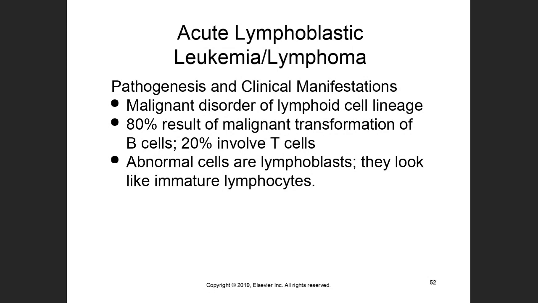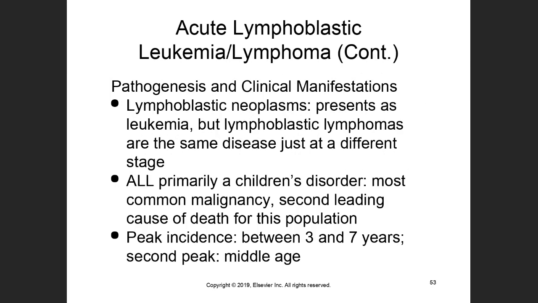Malignancies, now we have acute lymphocytic leukemia. Acute lymphocytic leukemia is a malignant disorder of lymphoid cell lineage. 80% results in malignant transformation of the B cell, 20% the T cell. Now we have the pathogenesis. Listen, right here we have an extremely important keyword, okay? And it's the age, okay? Acute lymphocytic leukemia is really common in childhood, okay?